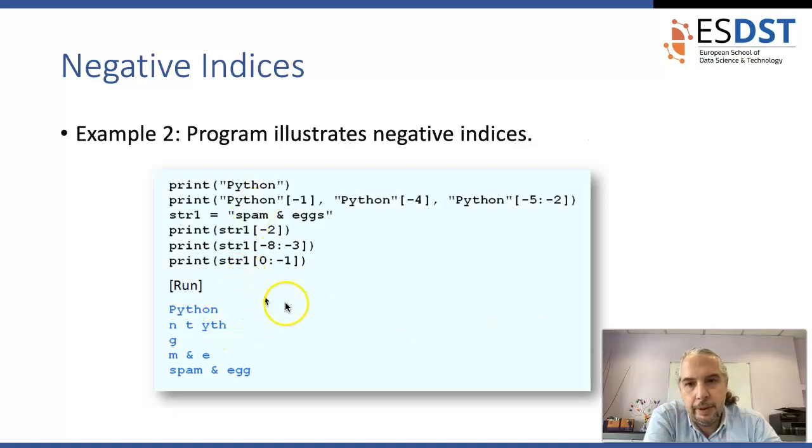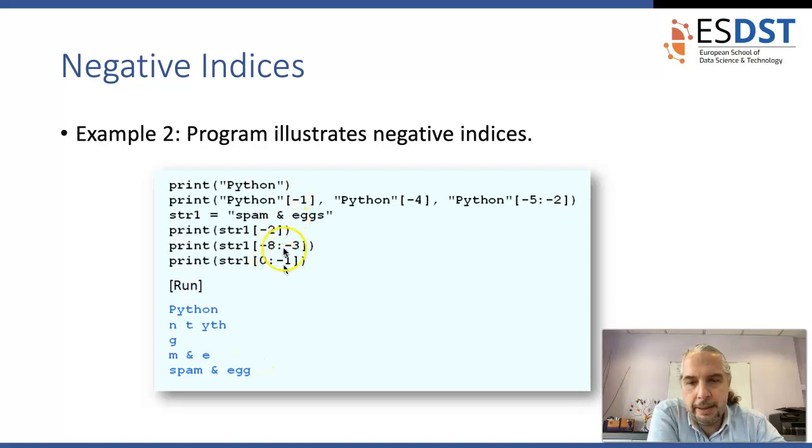And look here how we can have an example with negative indices. So if I say Python -1, it will print N. Python -4, it will print T. Python -5, what does it mean? It means go -1, -2, -3, -4, -5. This is the starting character. So -5, -4, -3, it will not go to -2 because the last one is not taken. So it will print YTH.